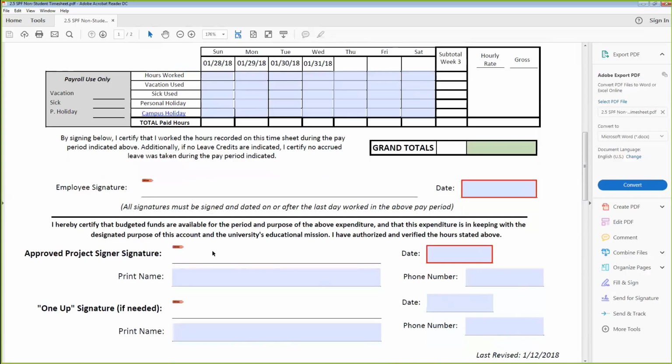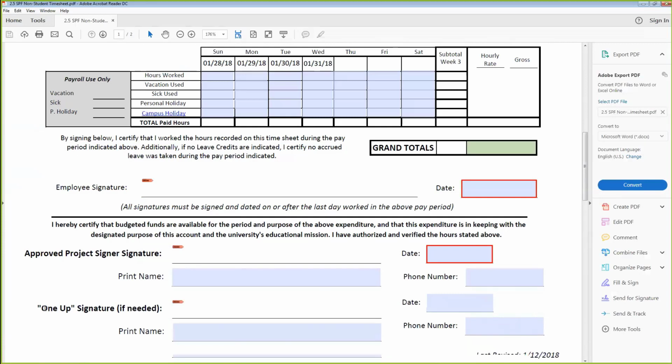So if, for example, let's see, if this was someone in our office like Ann Johnson-Stromberg, so she could sign as the employee, and then the approved project signer could be myself or Kristen Johnson, our director. And then we would not need a one-up.